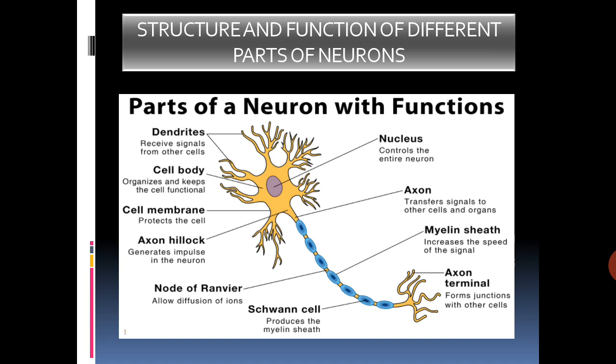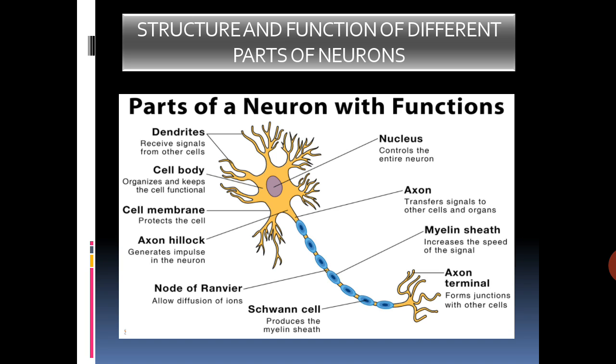Now coming to myelin sheath and Schwann cells. Axons are wrapped in myelin sheath. This myelin sheath increases the speed of the signal. Schwann cells supply myelin for the peripheral nervous system, that is, they produce myelin sheath. And oligodendrocytes myelinate the cells of the central nervous system. These Schwann cells and oligodendrocytes are different types of glial cells. I have mentioned this before.